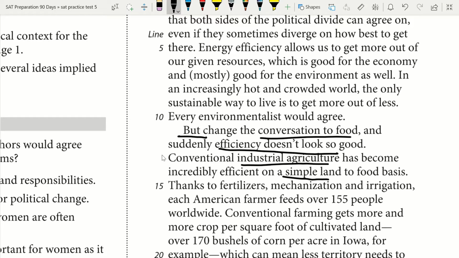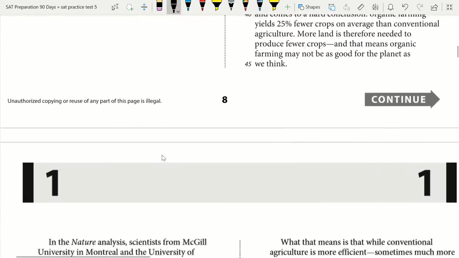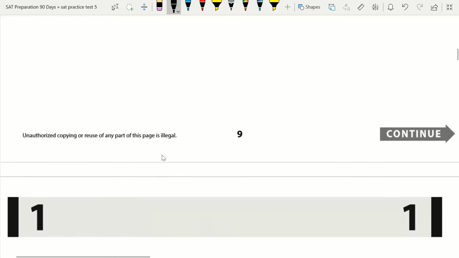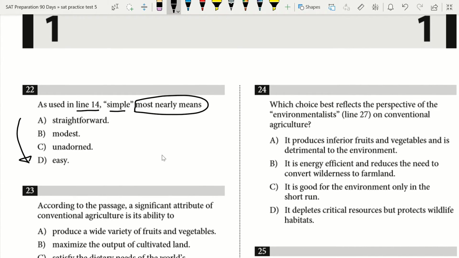So in this case, it's talking about a simple land-to-food basis. Another word that we could use there would be straightforward, right? We want to talk about it being a land-to-food basis only. So on a straightforward land-to-food basis, we wouldn't want to use any other word than straightforward. Really, there's nothing else that would mean that it's only on that land-to-food basis. So let's go down and take a look at our question. We do have straightforward as an answer choice, so that would be our answer.